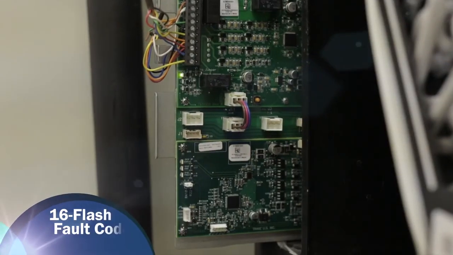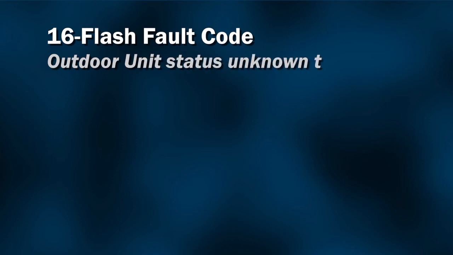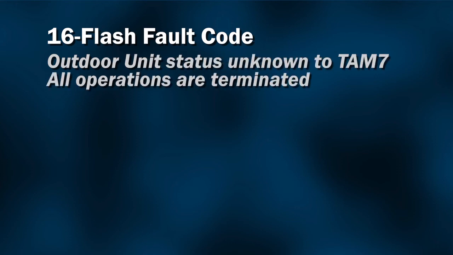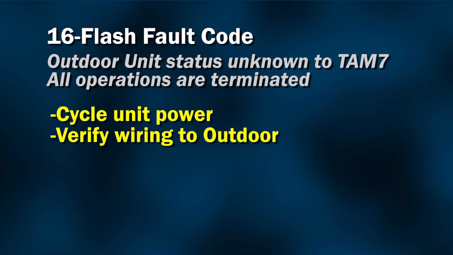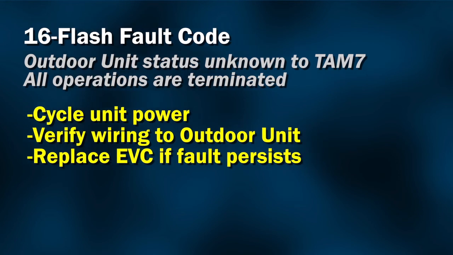16-flash fault code. A 16-flash fault code is generated when the TAM7 cannot determine the status of the outdoor unit. Operations are terminated until the issue is resolved. Cycle power to the TAM7 and verify wiring to the outdoor unit. Replace the EVC if the fault persists.